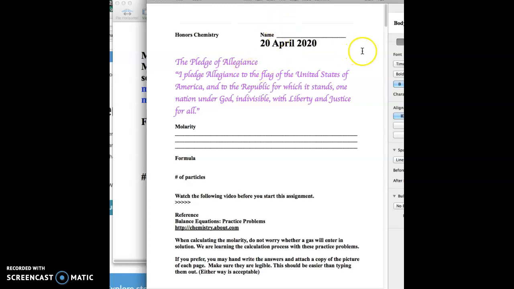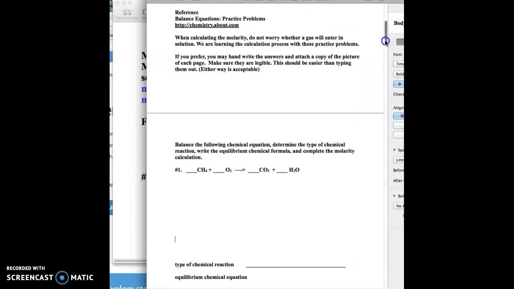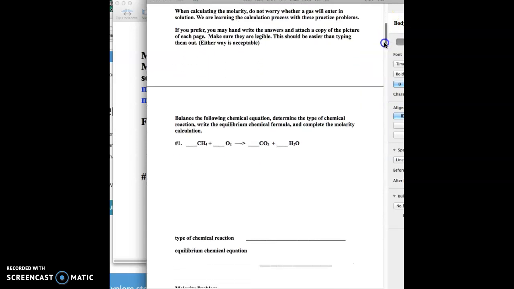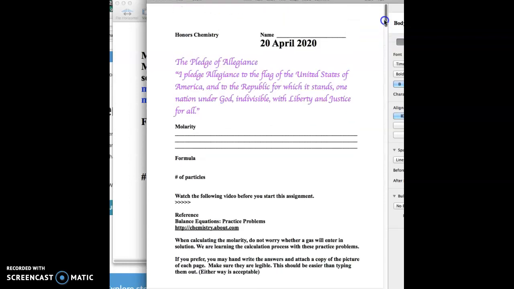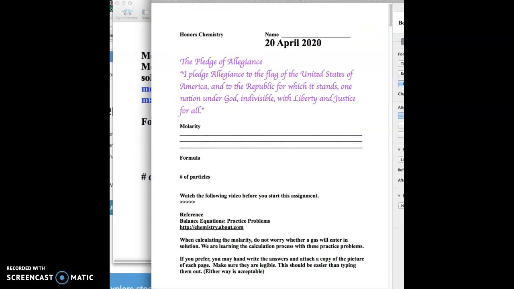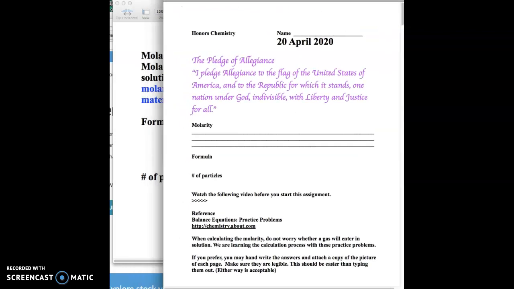for this today is, for example, you're going to have to balance the chemical equation, determine the type of chemical reaction, write the equilibrium chemical formula, and determine the molarity calculation. The molarity calculation has two parts: the actual calculation for the molarity and the calculation for the number of particles. So let's go and get started. I'm going to have one example I'm going to go through with you, okay?